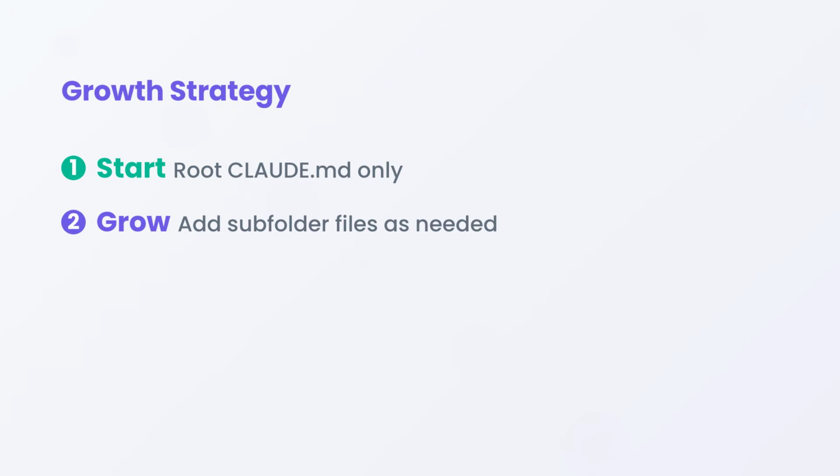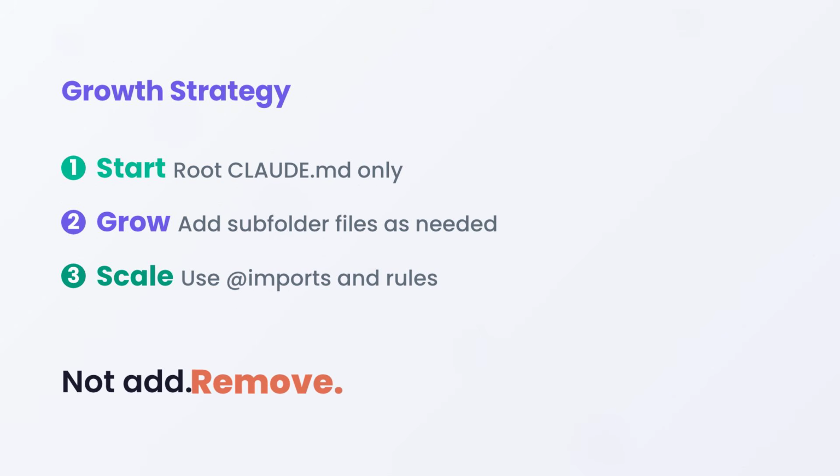Here's your growth strategy. Step 1. Start with just the root file. Keep it minimal, 20 lines. Step 2. Grow it organically. Every time Claude repeats a mistake, add one instruction. Step 3. Scale with subfolder files and imports. But the real trick: with every model upgrade, look at what you can remove, not add. Remove.